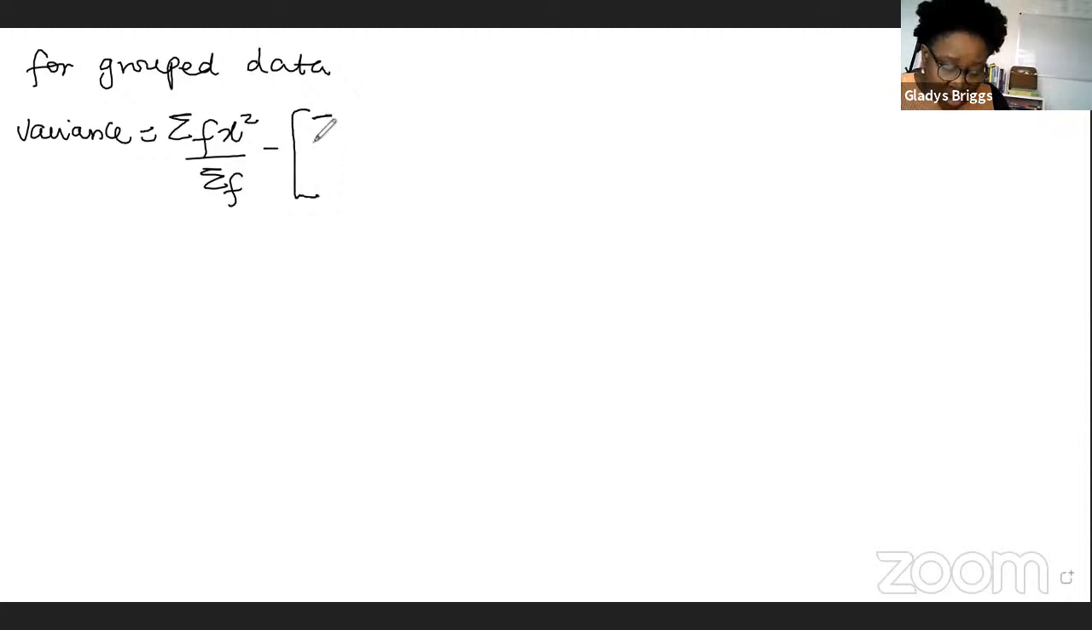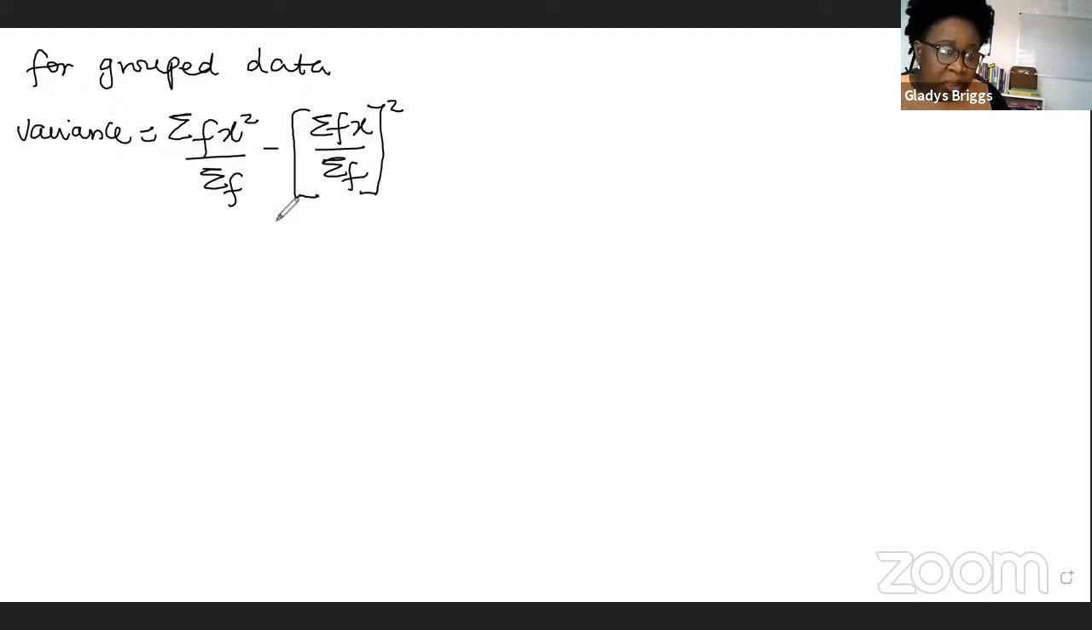The formula is the variance is equal to sigma f times x squared over sigma f, minus bracket sigma f times x over sigma f, all squared. Okay, so that's the formula.